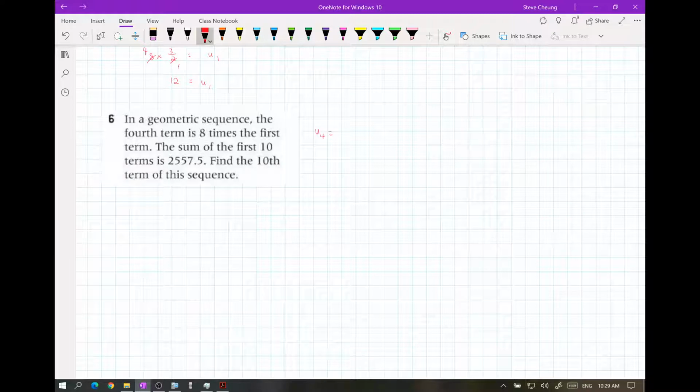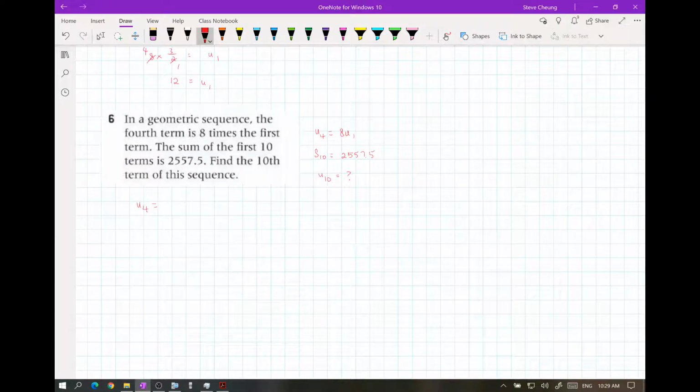u4 is 8 times the first term, doesn't change. The sum of the first 10 terms is 2557.5, doesn't change. So we want to also find what the 10th term is. That also doesn't change. But what changes is the first expression here.